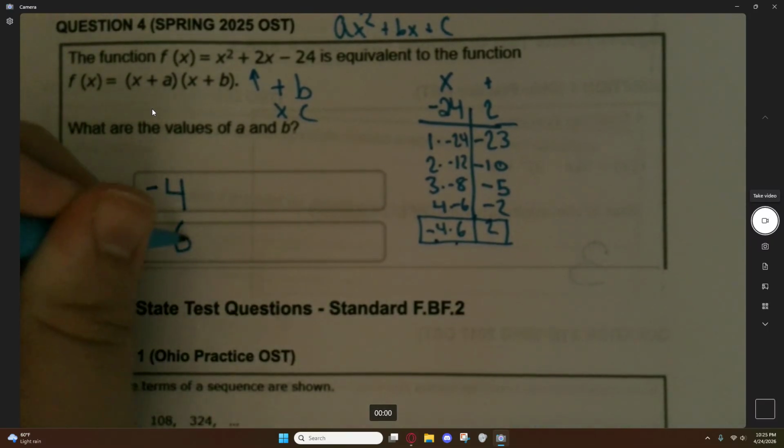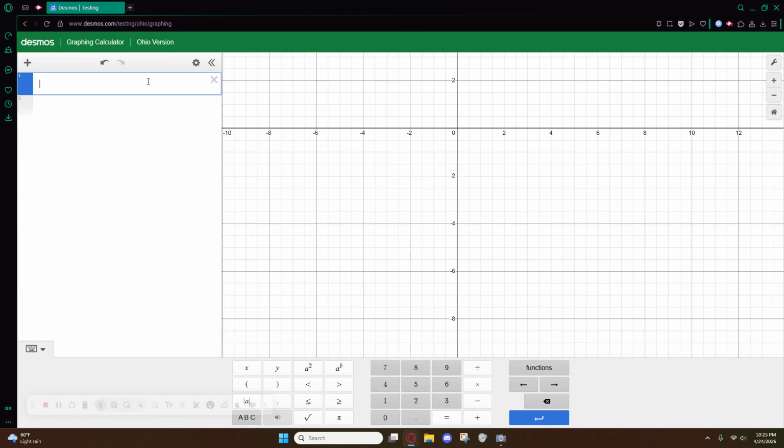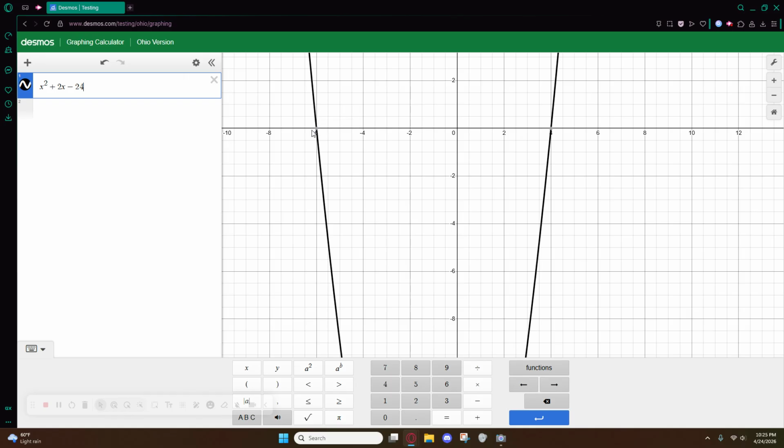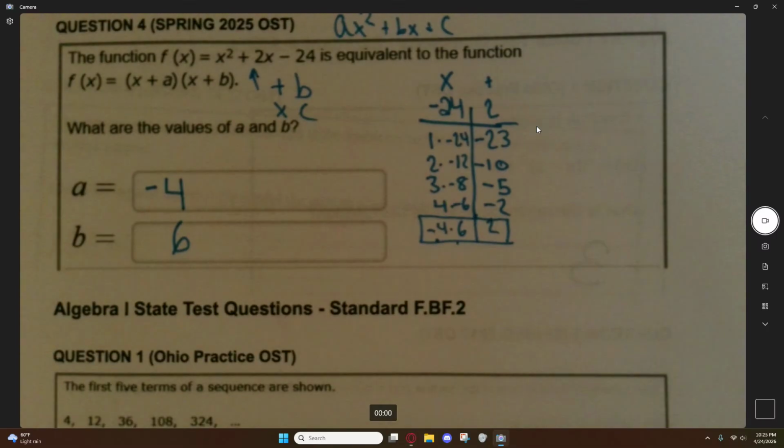However, you can use Desmos. If you put in the equation x squared plus 2x minus 24, you will note that it marks 2 points for you. Now, here's the very key thing with this, okay? Whatever points it marks for you, you must flip the sign, okay? Because what this is doing is it's looking for what's called the zeros of the function.